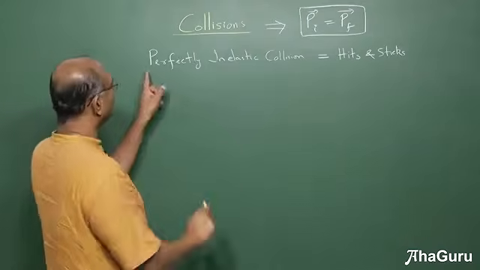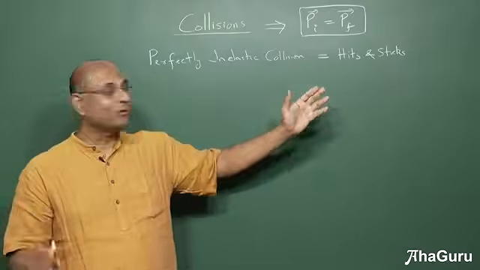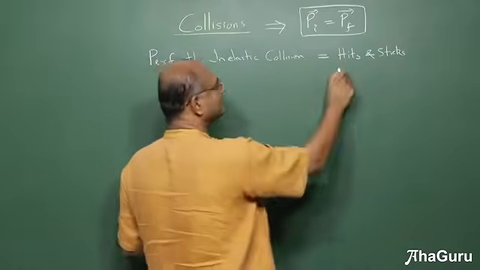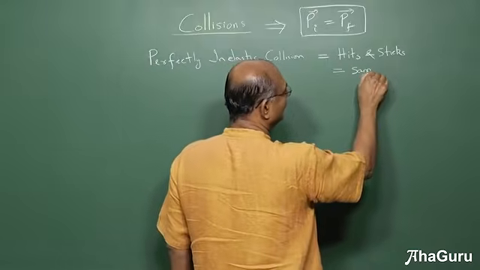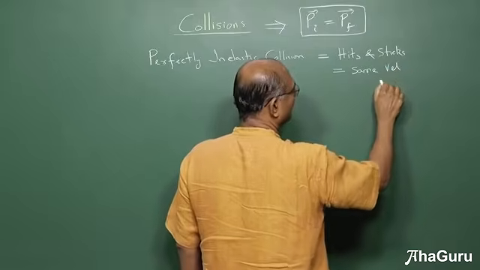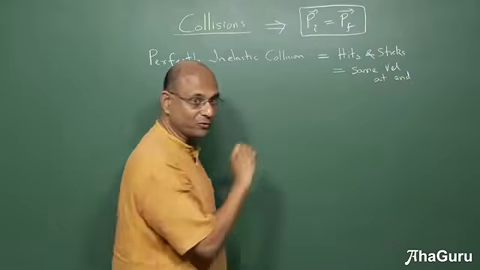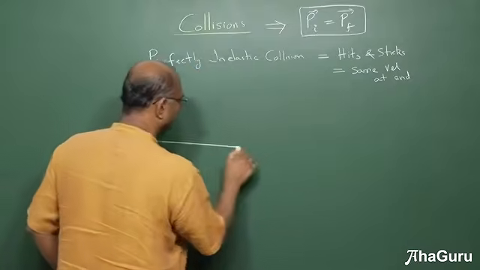We are now going to look at perfectly inelastic collision. Basically, what does perfectly inelastic collision mean? Two objects hit and then they stick. So hit and stick means that they have the same velocity at the end, that is after the collision. They don't have the same velocity before. Very typical example.